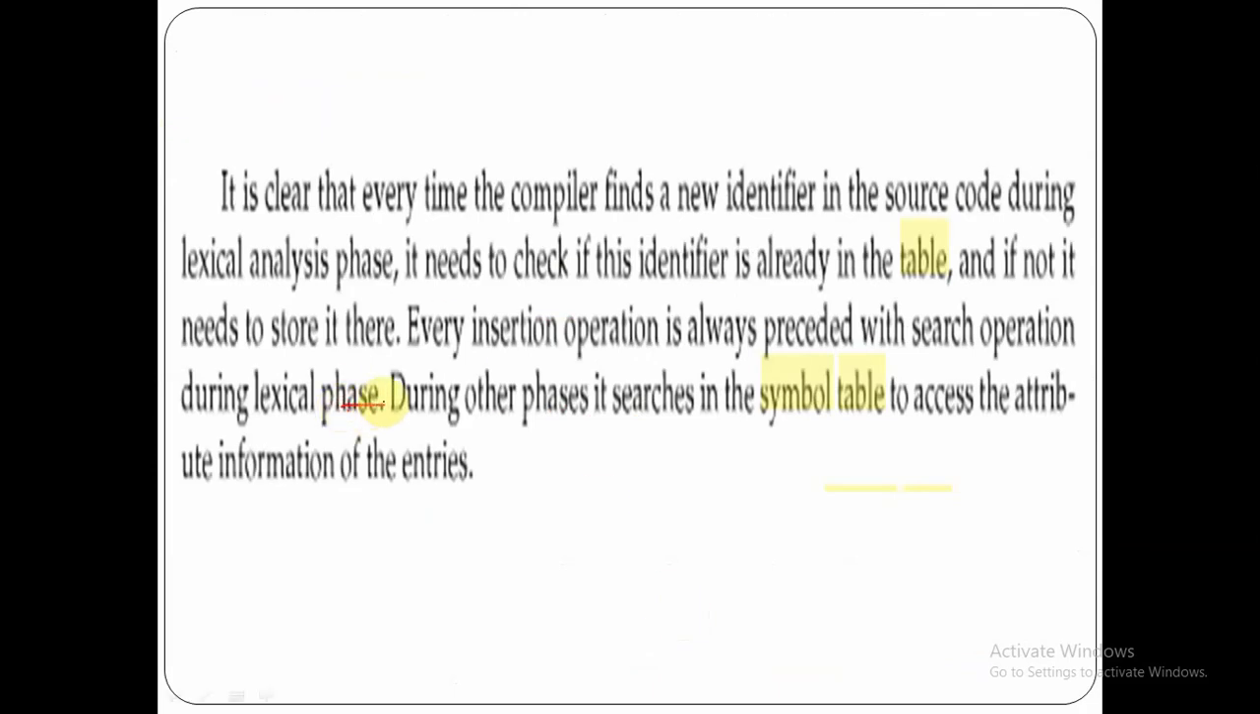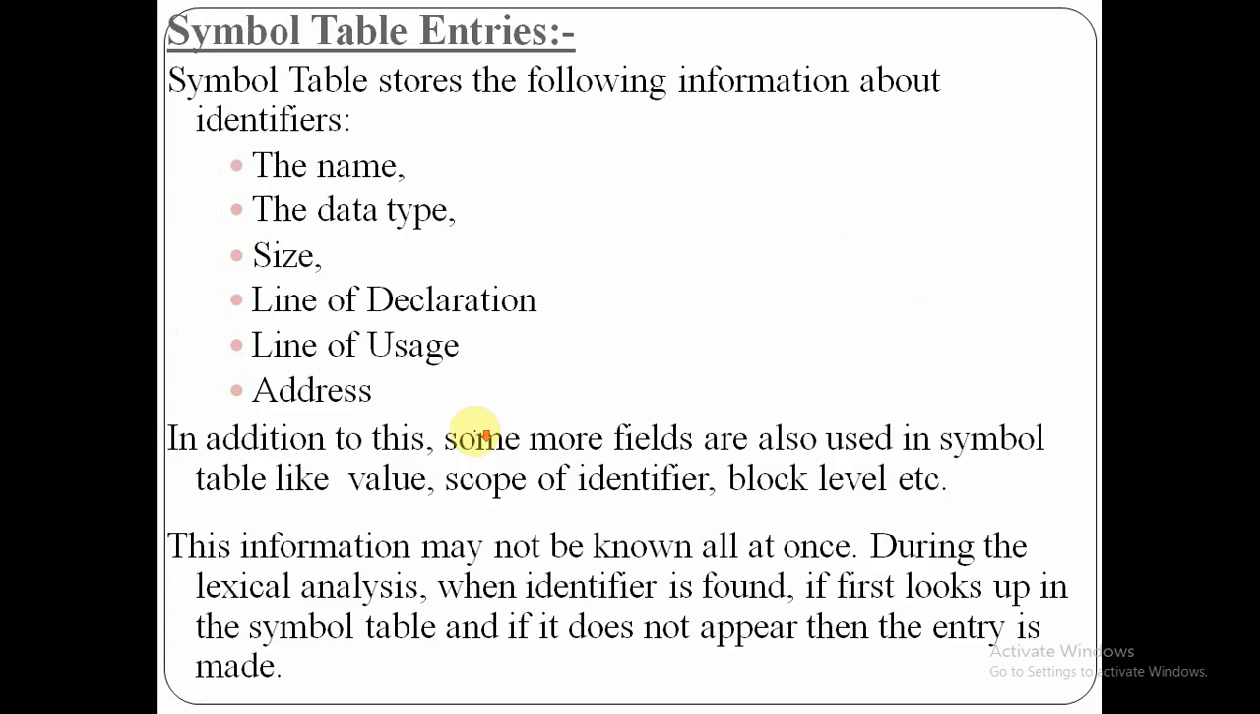So from this observation, it is clear that every time the compiler finds a new identifier in the source code during lexical analysis, it needs to check if this identifier is already in the symbol table or not. If not, it needs to store the symbol into the symbol table. That means every insertion operation is always preceded with a search operation. During other phases, it searches in the symbol table to access the attributes of the entries.